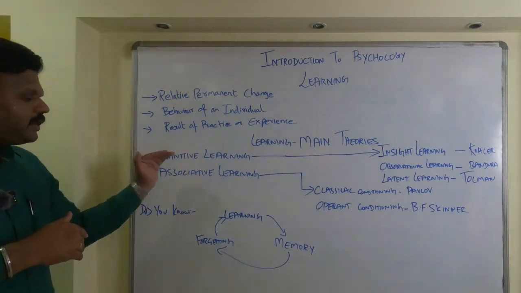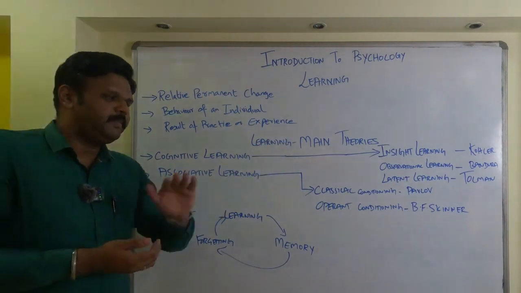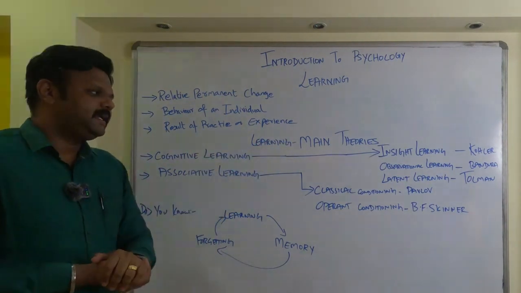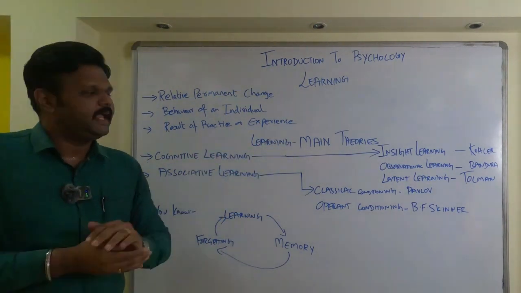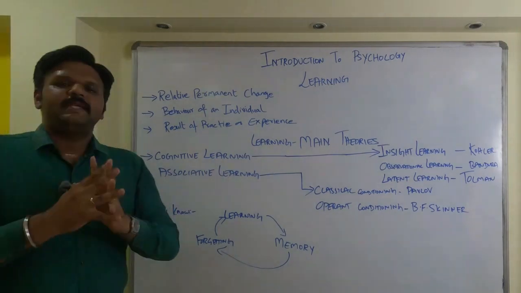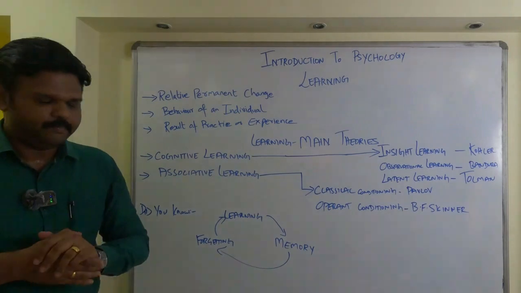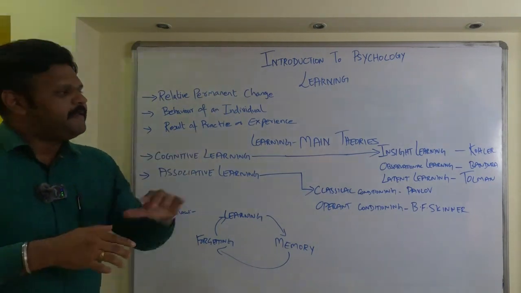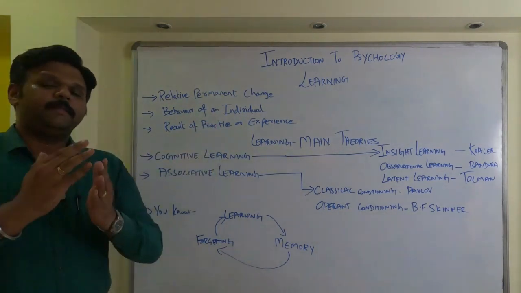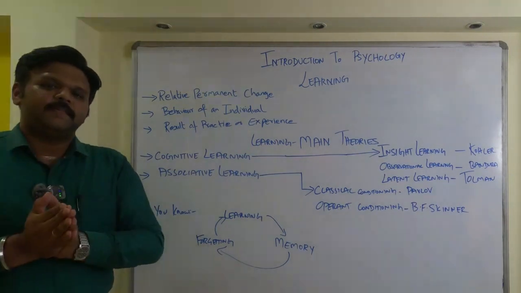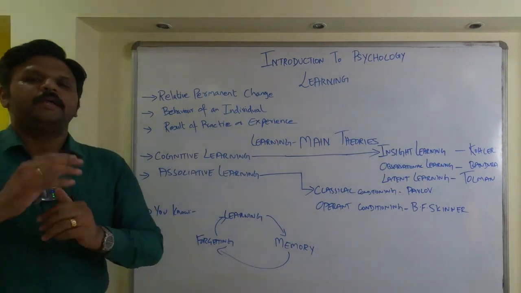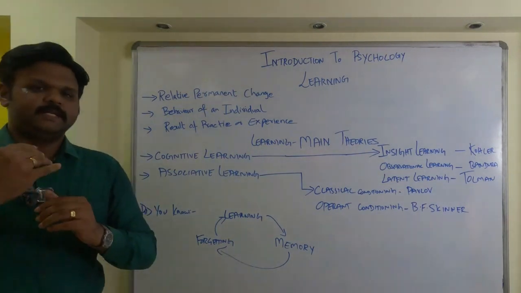Now, under cognitive learning, as we already saw, we have three main subcomponents. One is insight learning, the second is observation learning, and the third is latent learning. In today's session, we will discuss only insight learning and observation learning in detail. So, speaking about insight learning, from the name, what do you mean by insight? Insight is nothing but the sudden appearance of a solution to any problem a person encounters in his life.